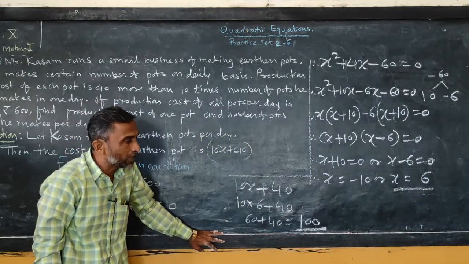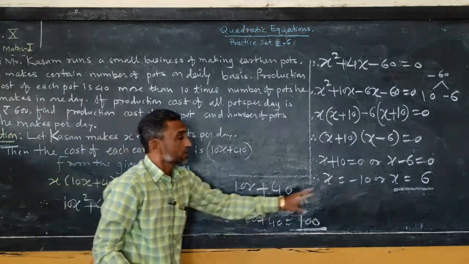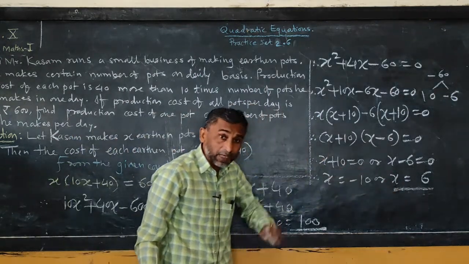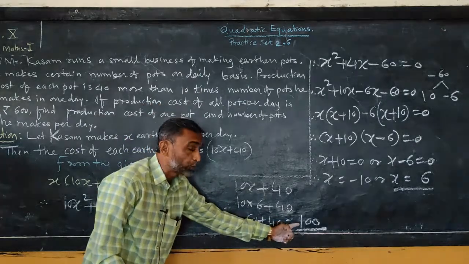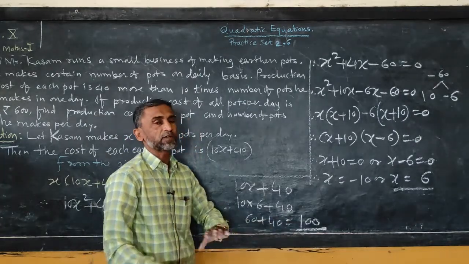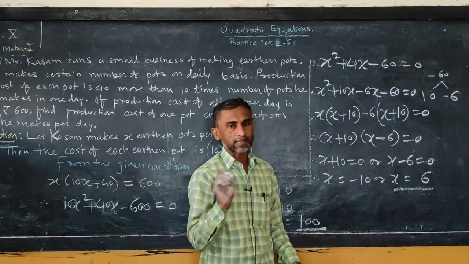So then what will be our answer? Qasim makes 6 earthen pots per day and production cost of each pot is rupees 100. In this way, write the answer in the last line.